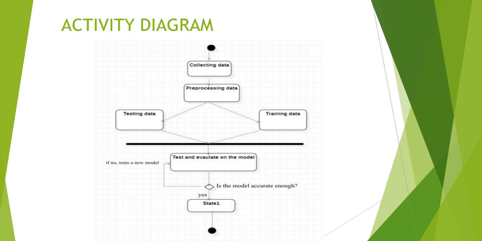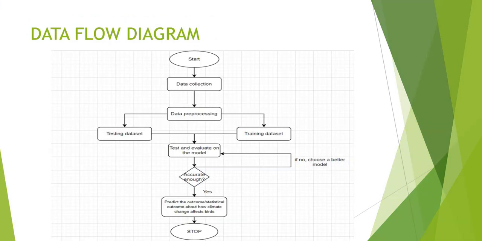After that, we have the activity diagram that has steps like collecting the data, pre-processing the data, dividing the pre-processing data into testing data and training data, and after that the data is tested and evaluated on the model, and if the model is good enough, go ahead, but if it is not, train a new model or make further changes to your current model. The data flow diagram is similar. Now we have start, data collection, data pre-processing, testing the data set, training the data set.